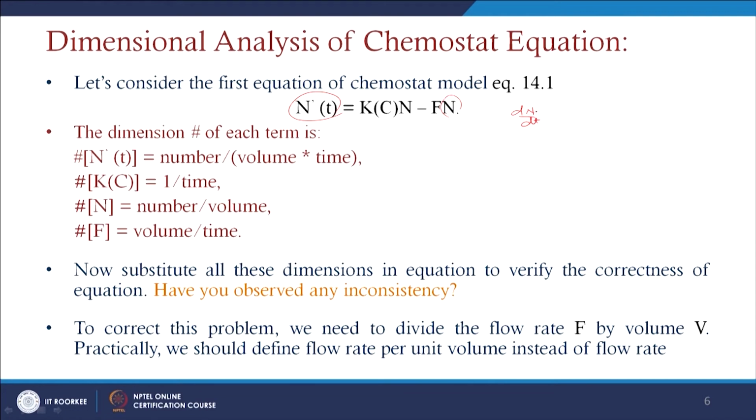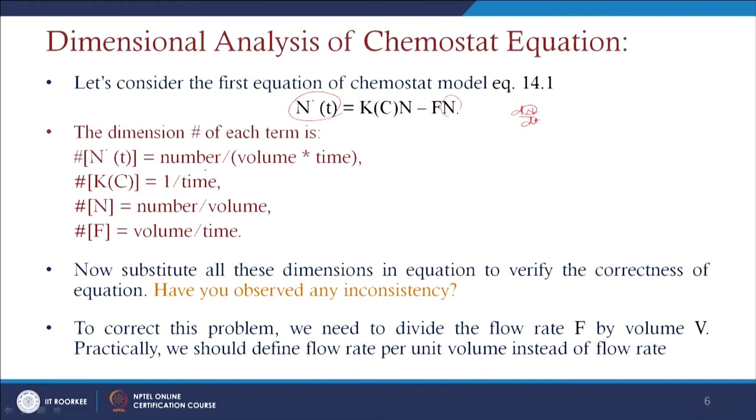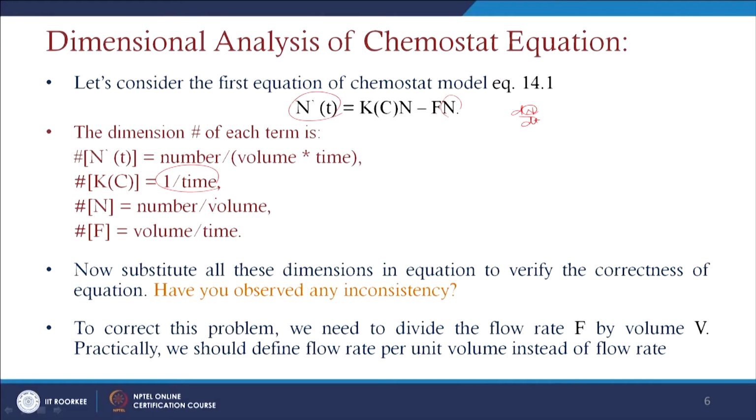This means that the change in the population number is completely dependent on the volume of the container, and with respect to time how it is changing. So, that is why this dimension can be defined as a number per volume into time, and K of C, the rate of change of population level, depends on time only. So, that is why it has been defined as 1 over time. The number N is the total number of cells, which depends on the number per volume, and F is a flow rate, which is volume over time.